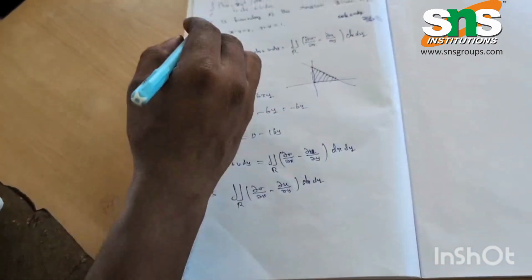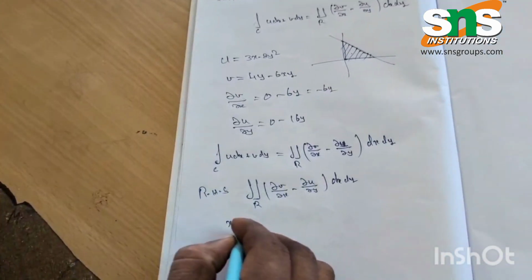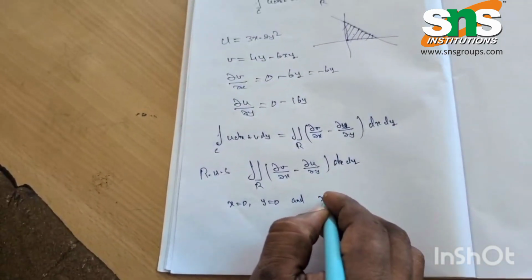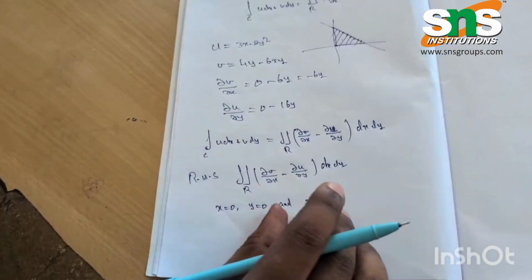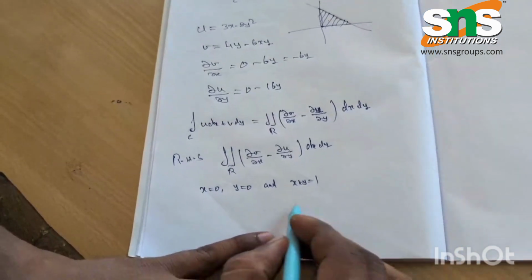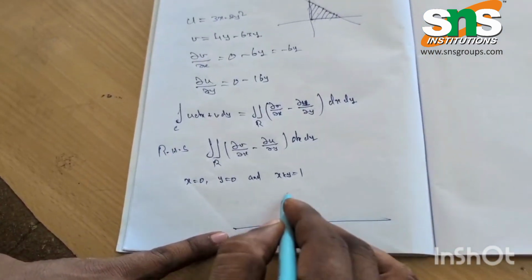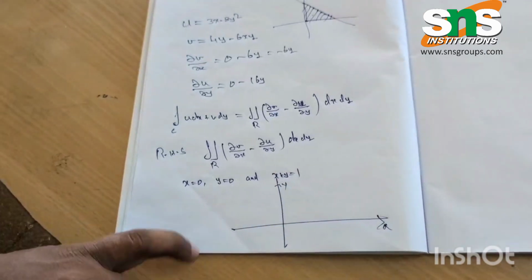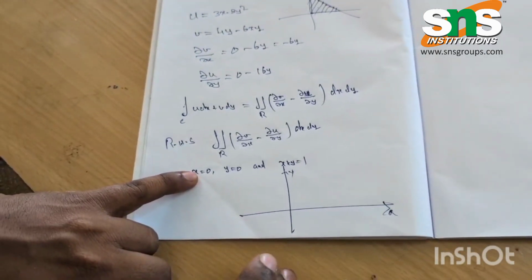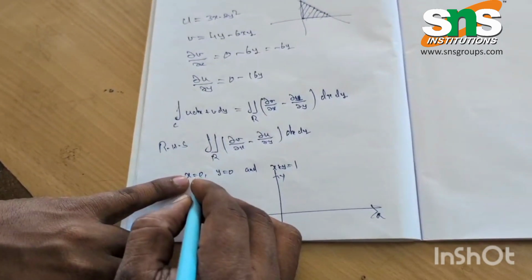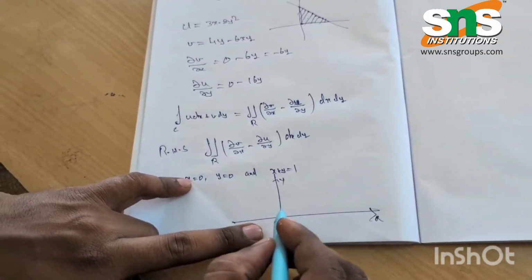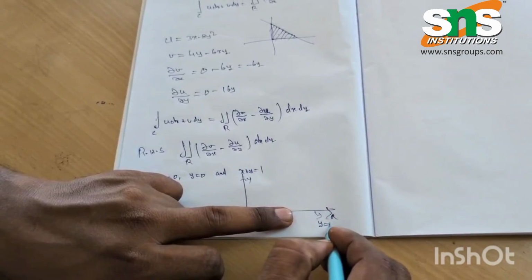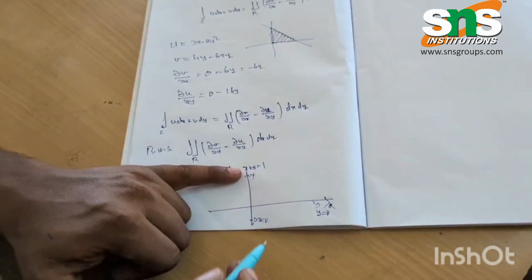The given region is bounded by x equal to 0, y equal to 0 and x plus y equal to 1. You can draw the lines. Draw the x axis and y axis. This is the x axis, this is the y axis. So x equal to 0 is the line along the y axis. This is x equal to 0. This one is y equal to 0. Next, x plus y equal to 1 is a straight line.